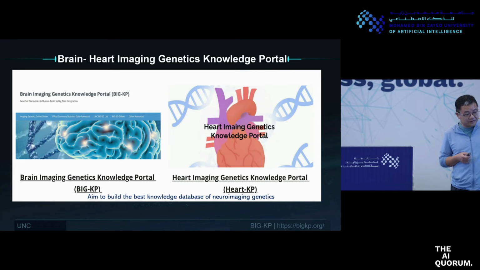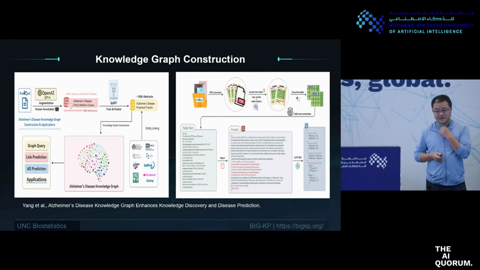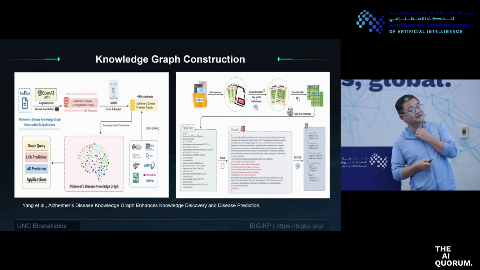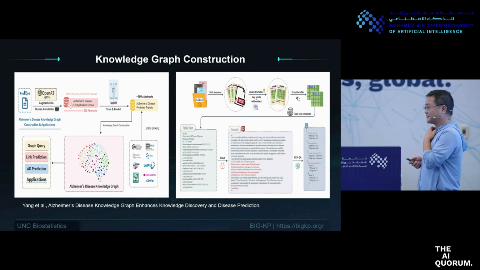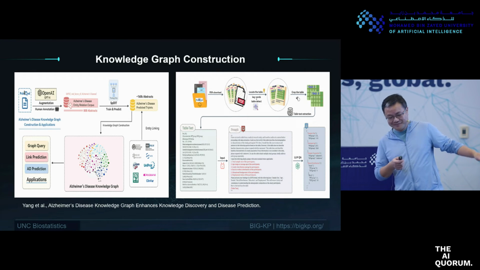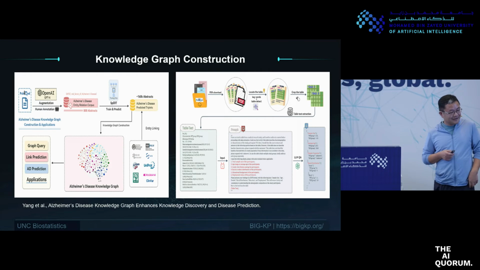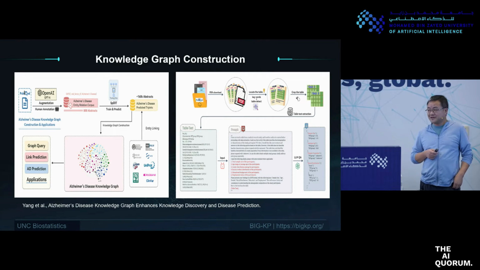We aim to build the best knowledge base of imaging genetics. Besides that, these days we try to do knowledge graph construction. I worked in a tech company for 3 years, and one of my main tasks was doing this. We try to integrate, this is one of the knowledge graphs, for Alzheimer's disease.